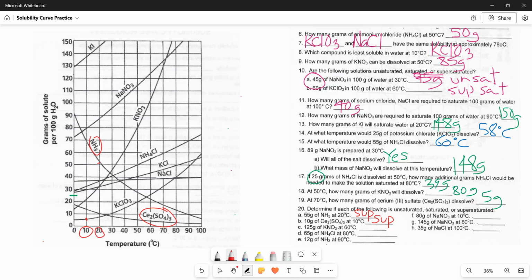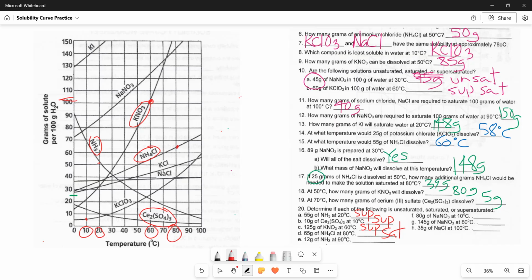Then we have the KNO3, which is 60 degrees Celsius. So if we come up and hit the 60 degrees point, it's right here. And then if we come across, we're a little above 100. So 125 grams would also be supersaturated. Okay, then we have 80 degrees of the ammonium chloride, which is right here. If we come up, the saturated solution is at about 65 degrees, and that's exactly how much they're putting in. So this is saturated because it's right on the line.